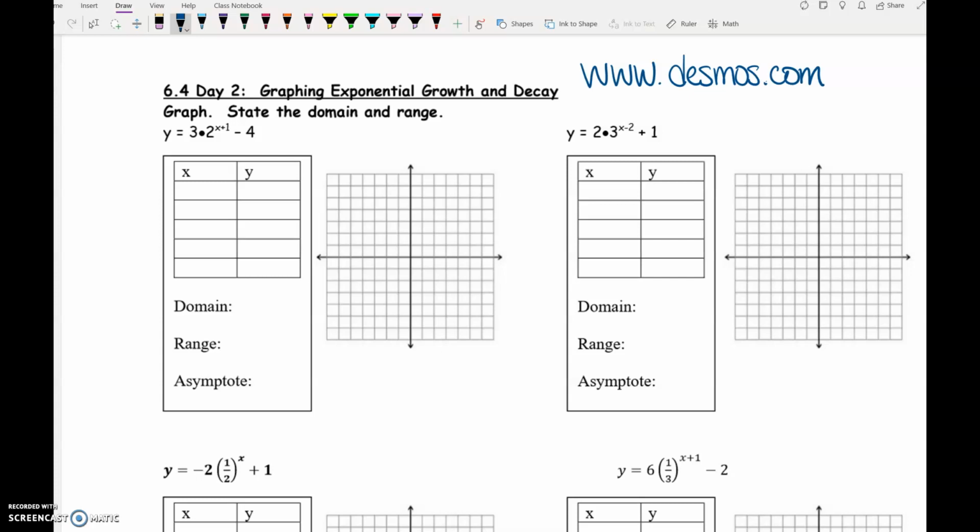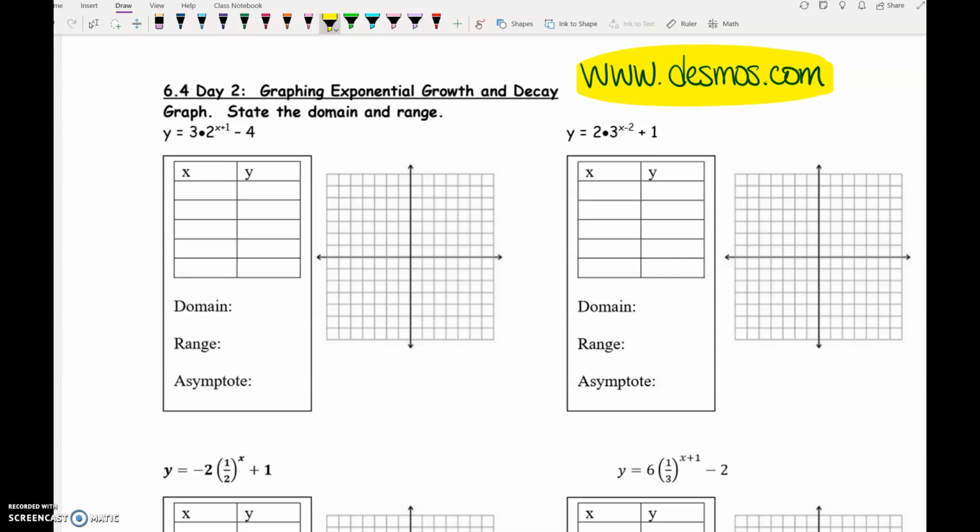Today we are actually going to graph the exponential growth and decay functions, and we're going to go through a couple of these together and then talk about domain, range, and asymptote for all of them, and that should give you what you need. Normally in class we would do the graphing calculators, but since you're at home, I would suggest www.desmos.com. I will show you how to use this. It's actually fairly simple to use this for graphing exponential growth and decay.